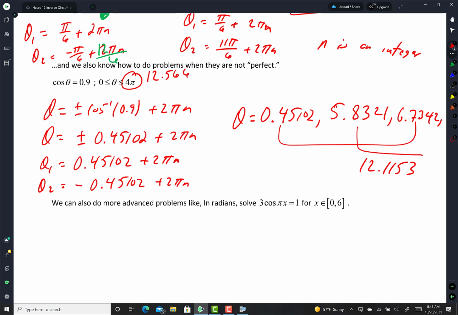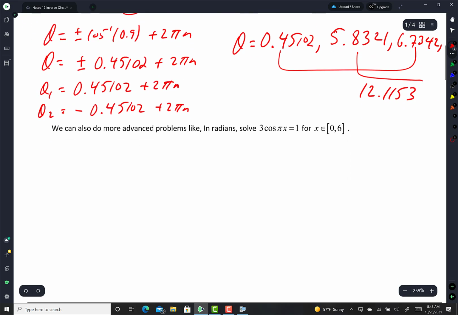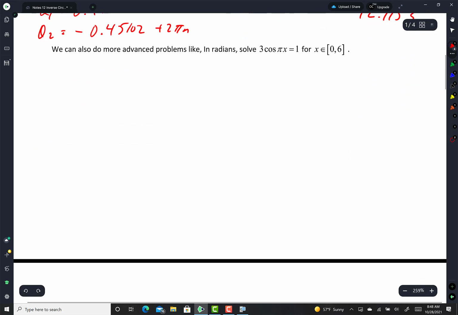How do we feel, guys? Pretty simple? Straightforward? All right, here we go. You guys also know how to solve problems like this. I'm trying to show you different ways to say restricted domain. So this means x is a subset between 0 and 6. It means I want all my answers between 0 and 6. That's all it means. So let's go ahead and start.